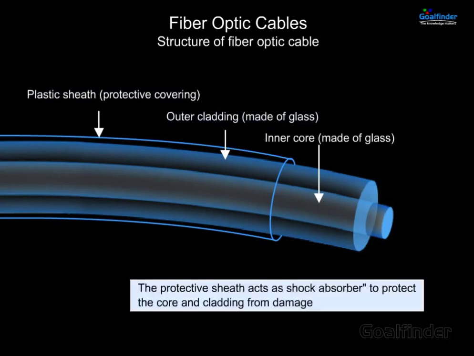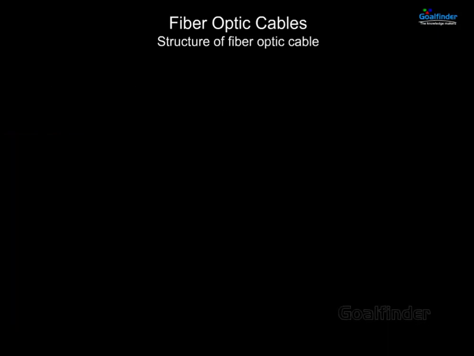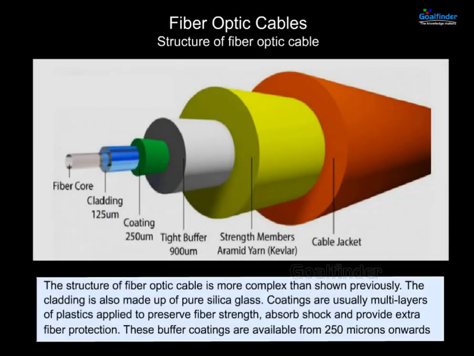The protective sheath acts as a shock absorber to protect the core and cladding from damage. The core of the fiber optic cable is not hollow but is a solid glass medium. The structure of fiber optic cable is more complex than shown previously. The cladding is also made up of pure silica glass.